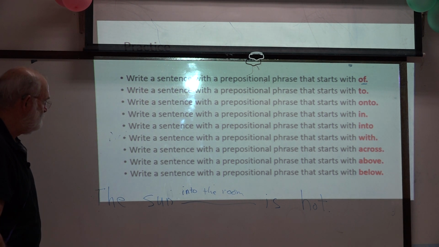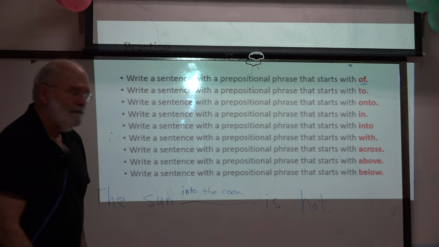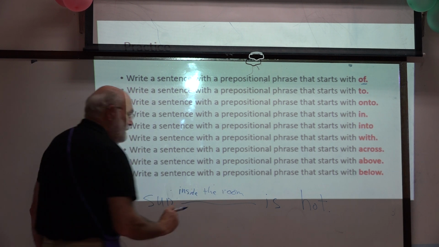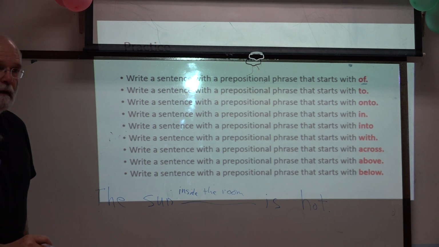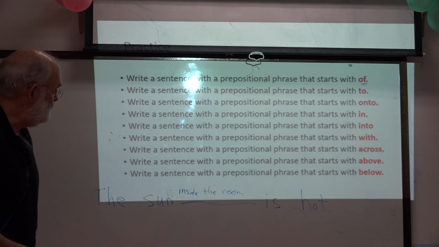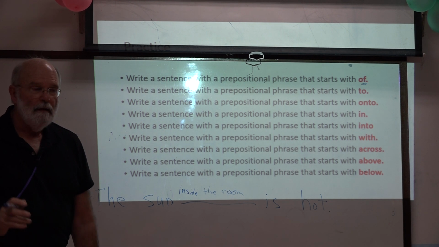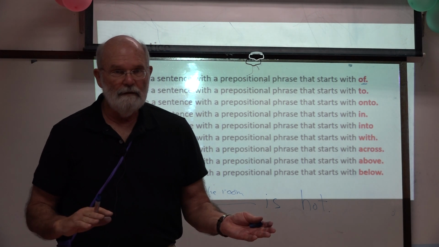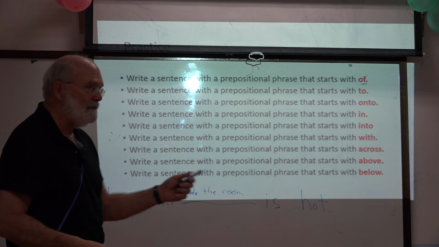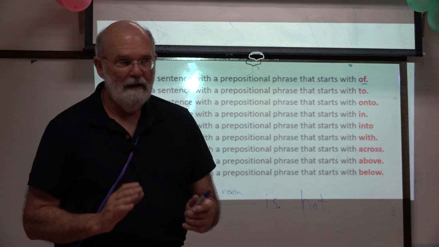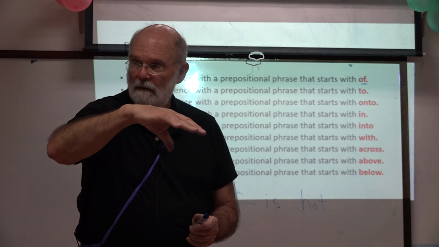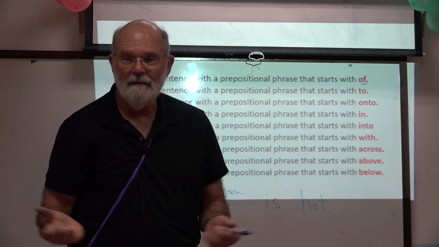Well, inside the room. Like that? Inside the room? That would work, yeah. If the sunlight was streaming in through the window, we could say the sun inside the room is hot. We probably would need to add a little bit more to that sentence for it to make sense, because when we say the sun inside the room is hot, what that says actually is that there is a sun inside our room. And you know, that's not possible.